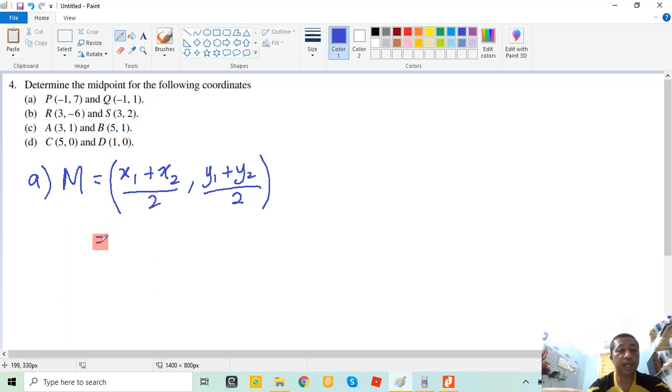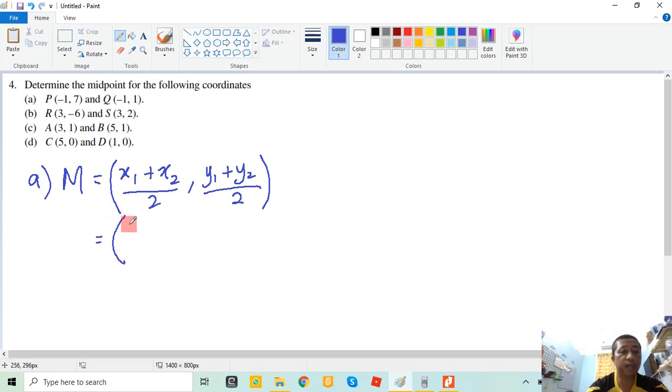So which is x1, x2, y1, y2. Okay. So P is the first point, Q is the second point. Therefore, this is x1 and this is x2, and this is y1 and this is y2. Like that, x1, y1, x2, y2. Okay, however, no need to write on that one. Okay, we write the answer here.